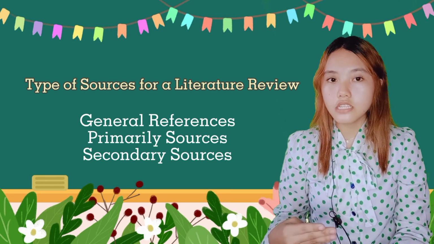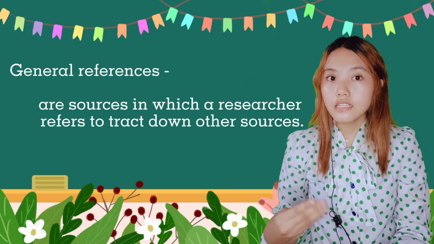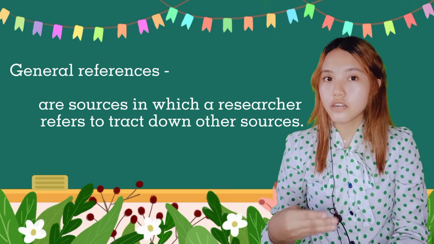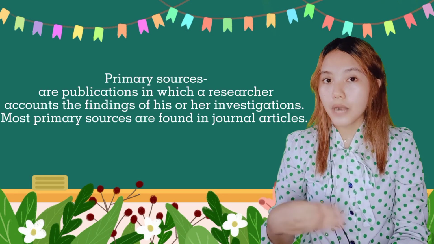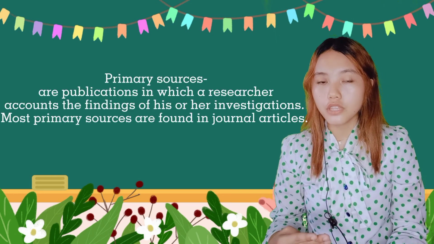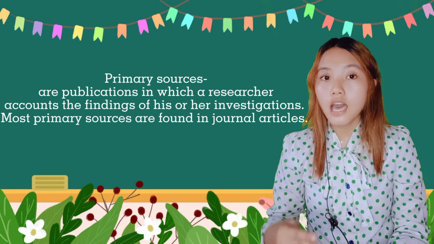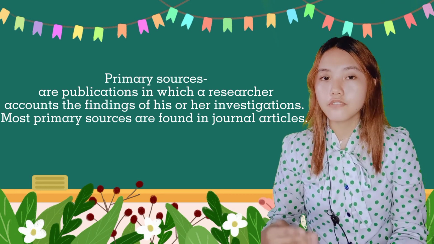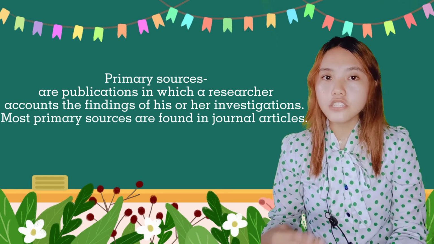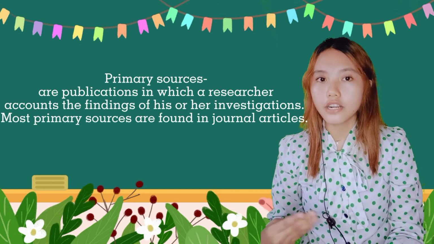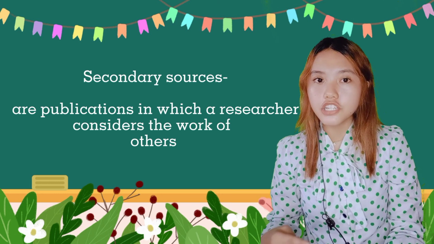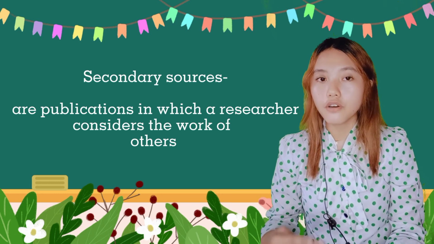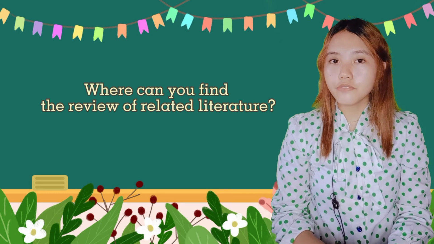primary and secondary sources. General references are sources in which a researcher refers to track down other sources, and primary sources are publications in which a researcher reports the findings of his or her investigation. Most primary sources are found in journal articles, while the secondary sources are publications in which a researcher considers the work of others. Where can you find the review of related literature?